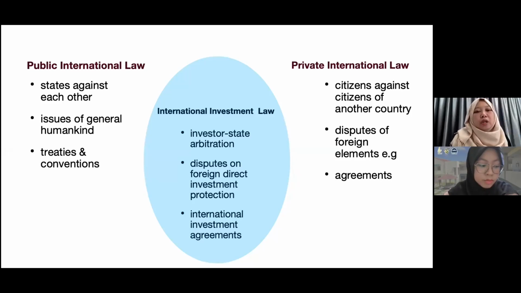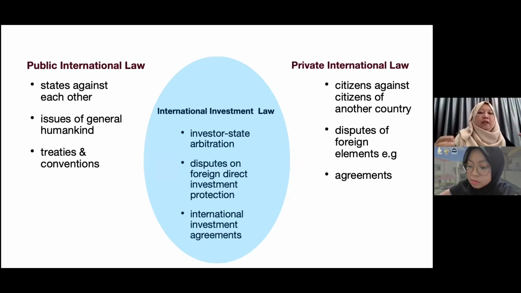So we know when we talk about public international law, we are talking about states' relations with other states, in many aspects of international cooperation, of issues relating to general humankind issues relating to states, which includes, which you have learned probably here, law of the sea, international criminal law, environment, maybe humanitarian law. So those are the issues under public international law.